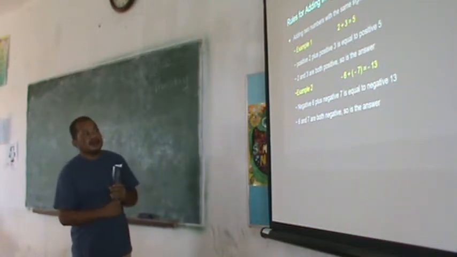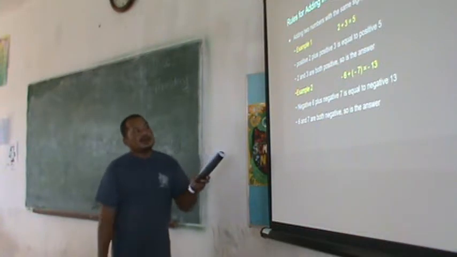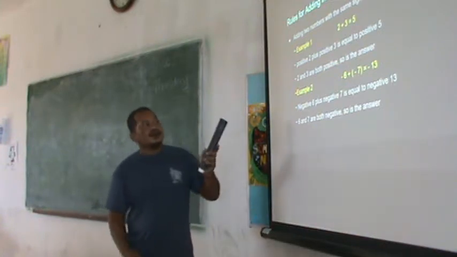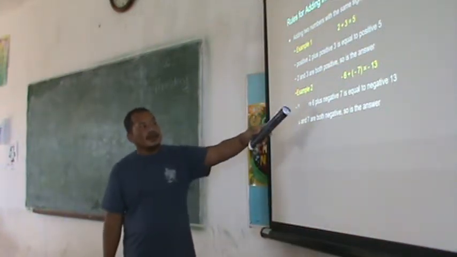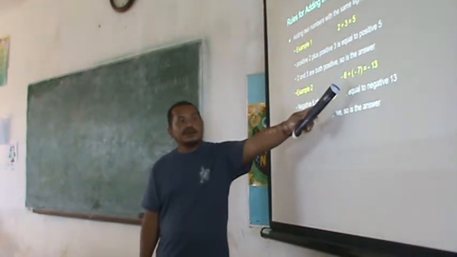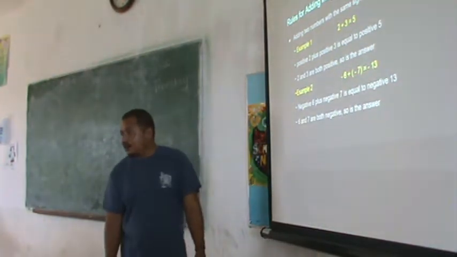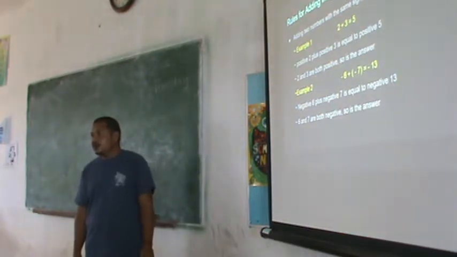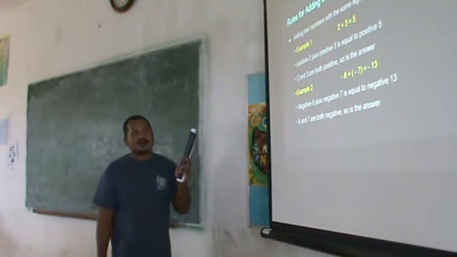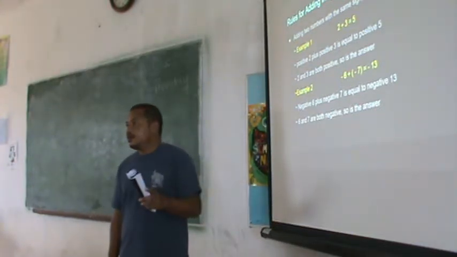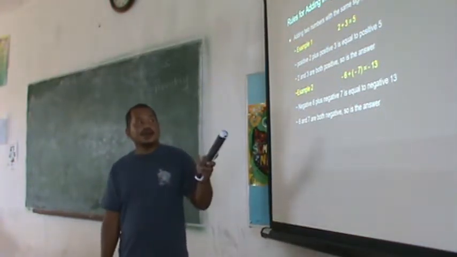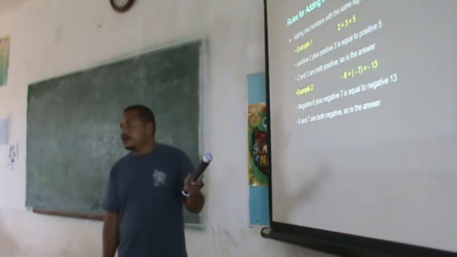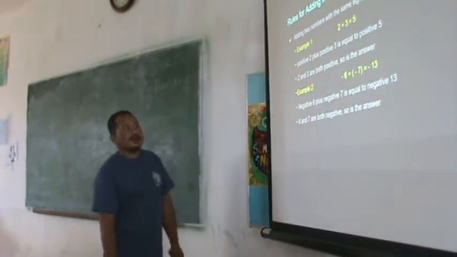Okay, for number 2, same sign also, okay? Negative 6 plus negative 7, both of them are what? Negative. And what are you supposed to do? Keep the sign. Add them out, keep the sign. So if you add 6 and 7, what do you get? 13. And you keep the sign, why? Because they are both negative. Very good.